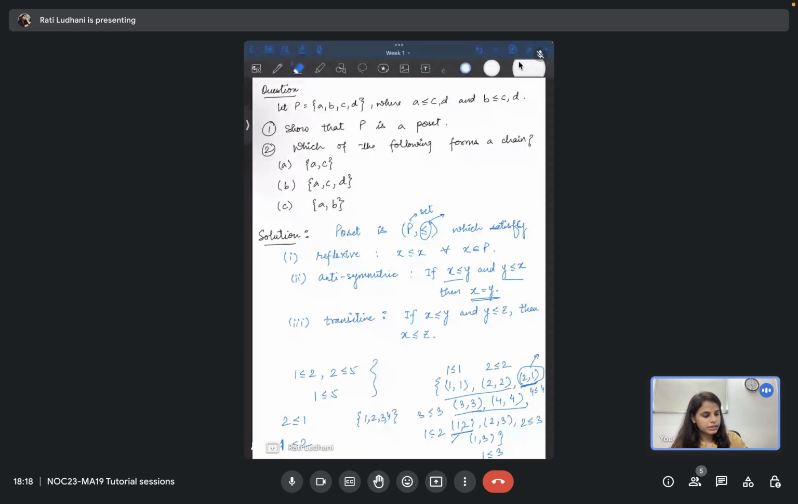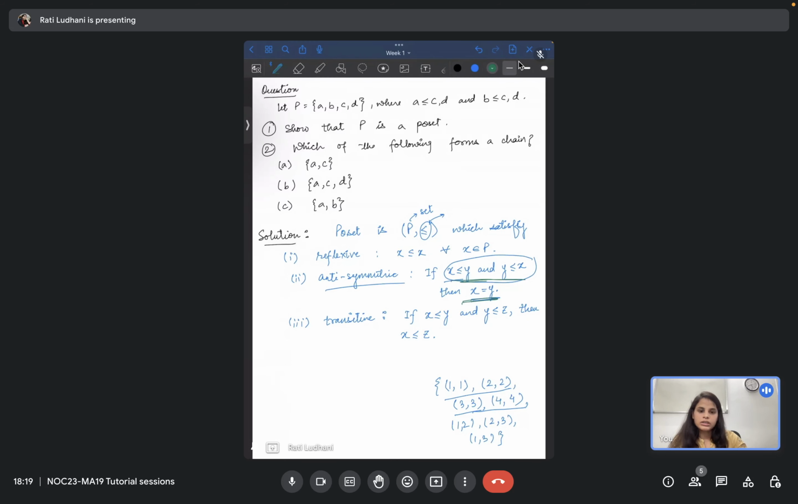So one thing is there always: if you are talking about anti-symmetry, that was your set, right? This was the set. In the anti-symmetric thing, if x is less than or equal to y and y is less than or equal to x, if this property holds, then only you will search for the next thing. Something needs to be satisfied for x equals y. So if these two things are not there, then it is vacuously true.